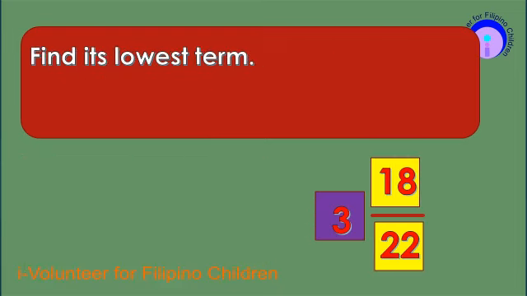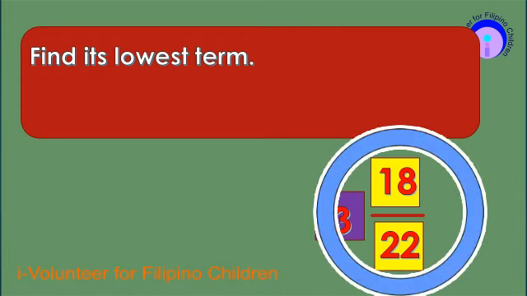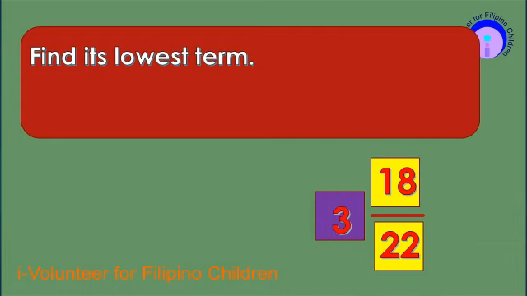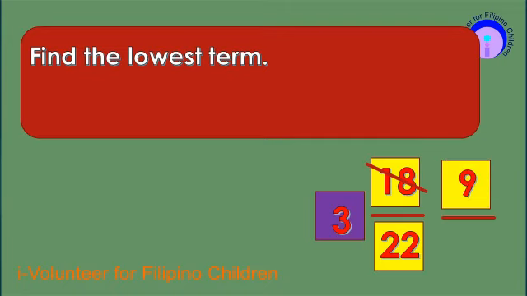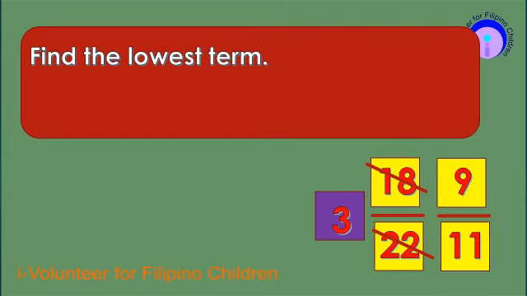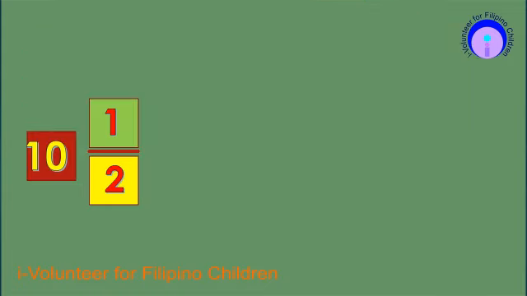The fractional part 18 over 22 can still be reduced into its lowest term. Both numerator and denominator are divisible by 2. And this is the final answer.